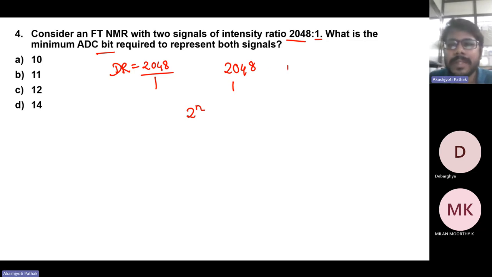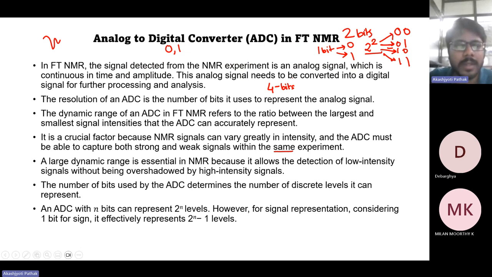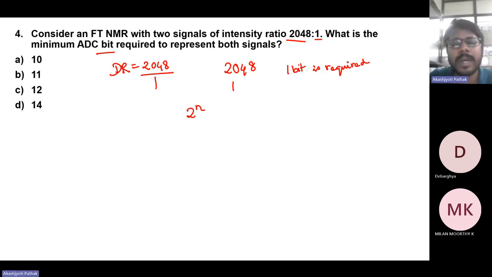So one bit is all that will be required for sign conversion, right? Yeah. So for sign conversion, one bit is required. Leaving that, the number of bits that will be required will be 2 to the power n. So 2 to the power n bits can be used for recording this range of signals.